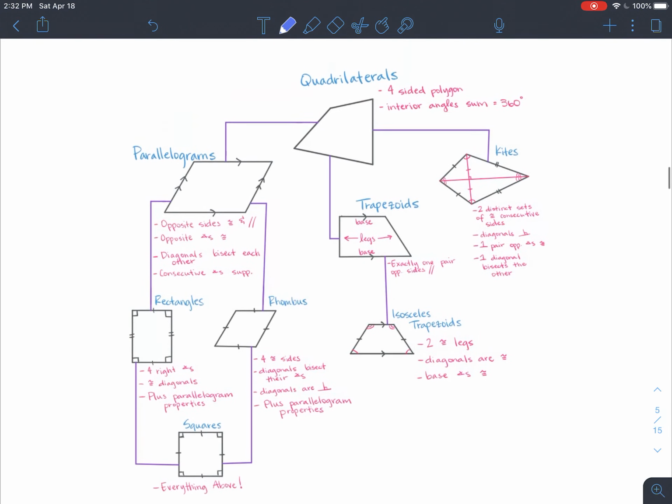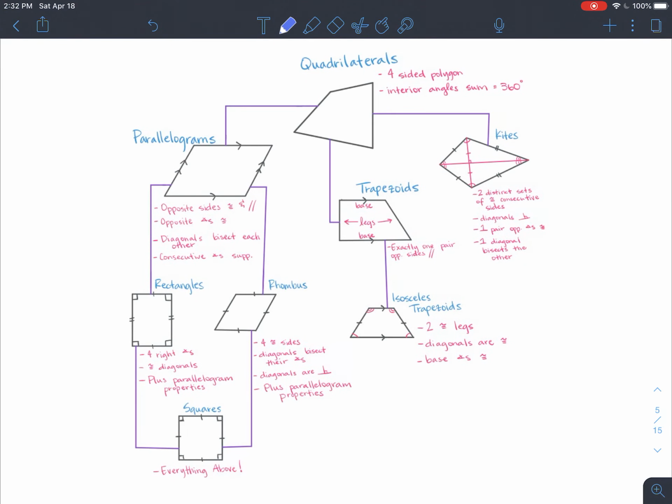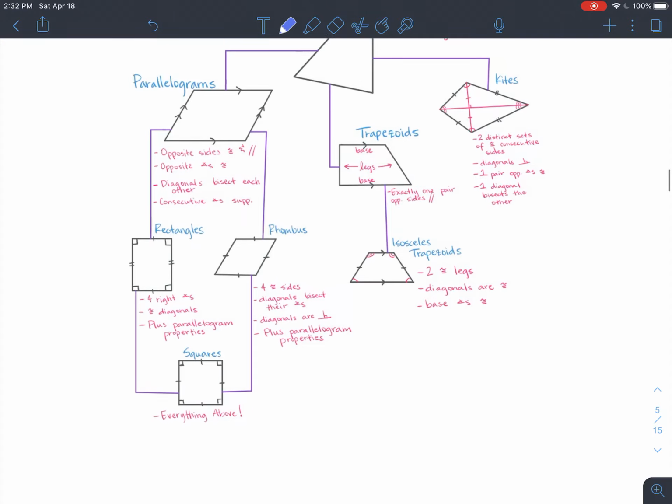Now, if you include the rest of the diagram here, if I'm going from category to category, that's when we're going to have our never statements. A parallelogram is never a kite. A parallelogram is never a trapezoid, and vice versa.